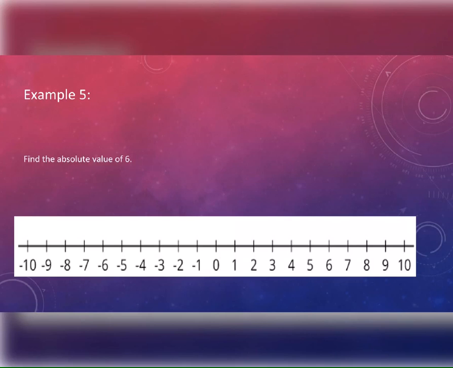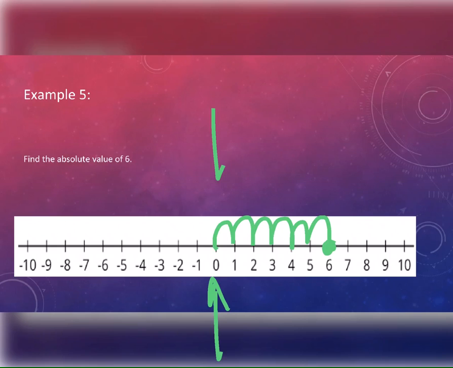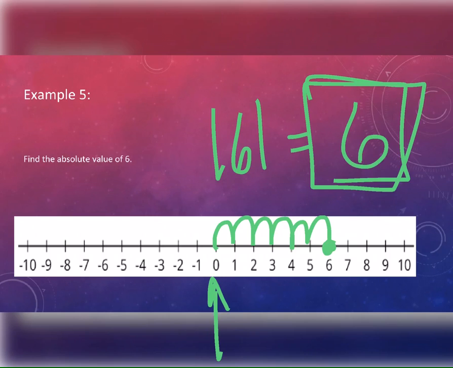In example 5, it says find the absolute value of 6. So what I want to do is find out, starting from 0 or our origin, how many places I have to move to get to 6. 1, 2, 3, 4, 5, 6. So the absolute value of 6 is 6 because I had to move 6 places.